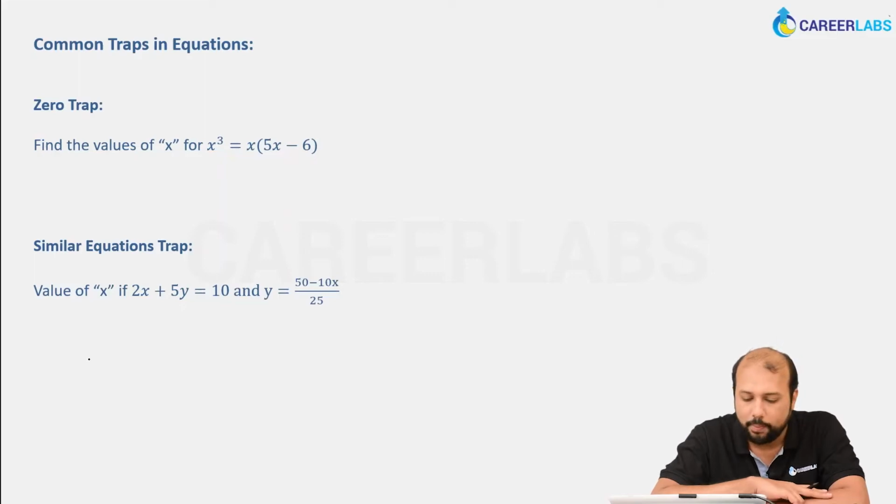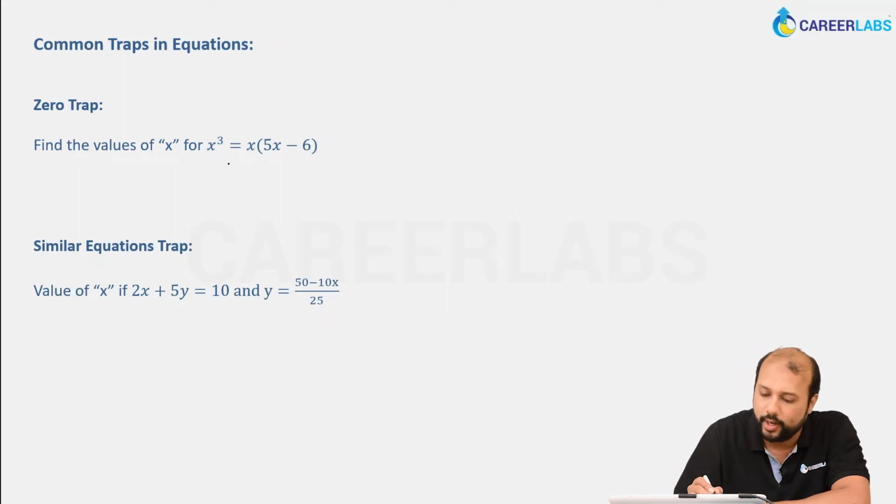So what is the zero trap and similar equation traps? As you see, in the zero trap, students don't end up considering the value of zero. So how is this trap set up? Either they will set it up by giving the left hand side and right hand side a common variable, like you see x cube and x.